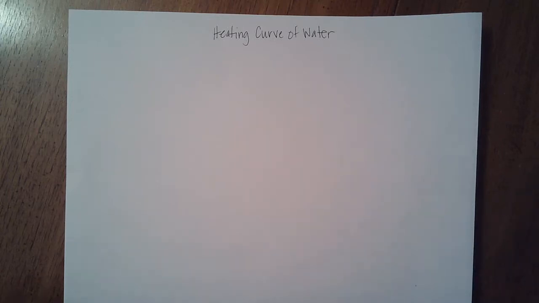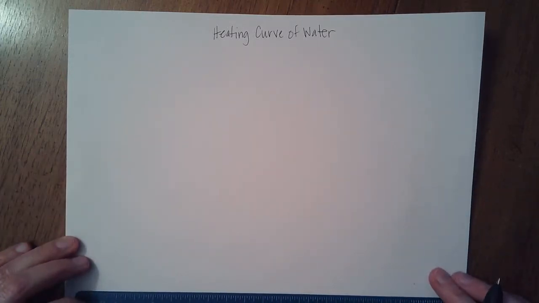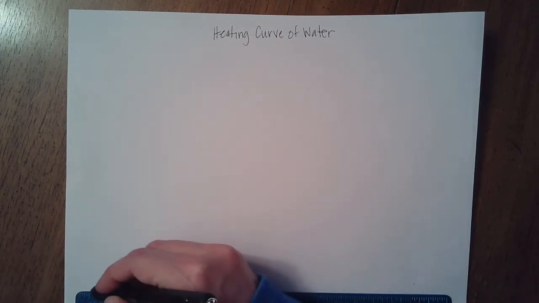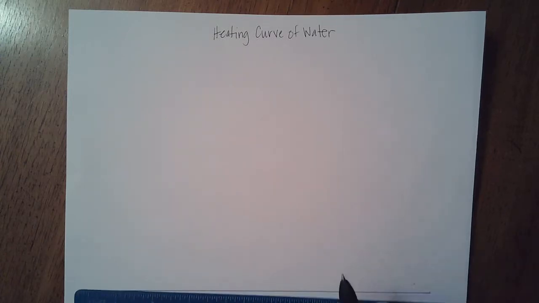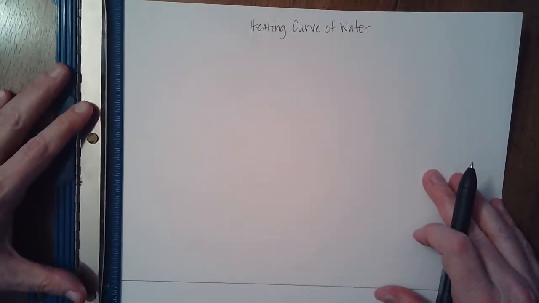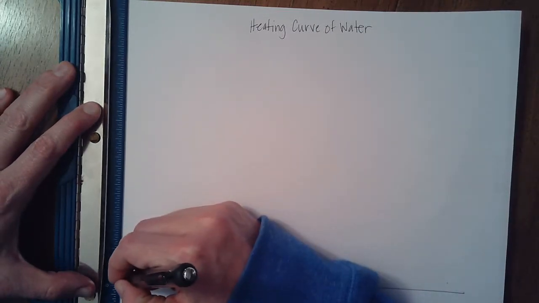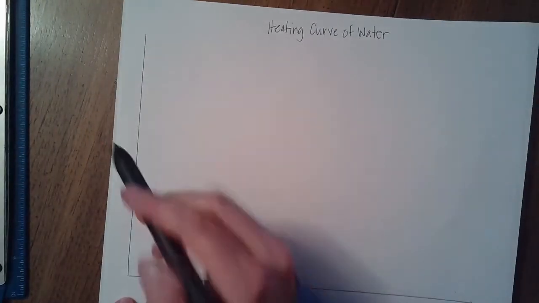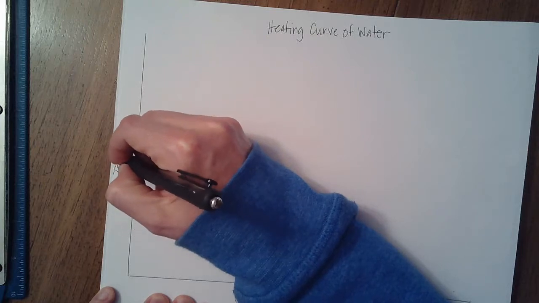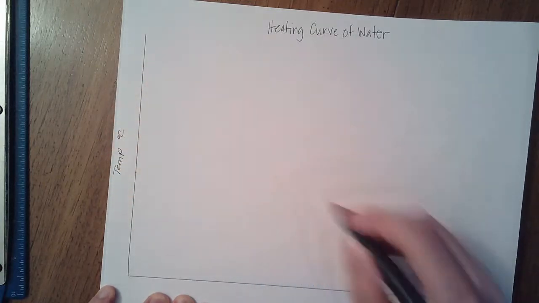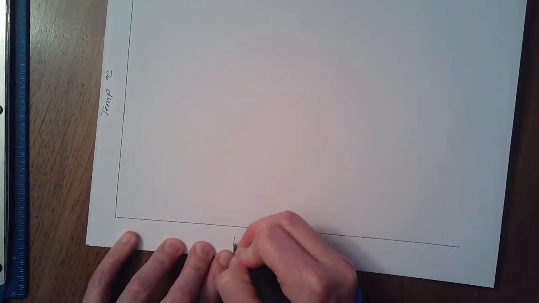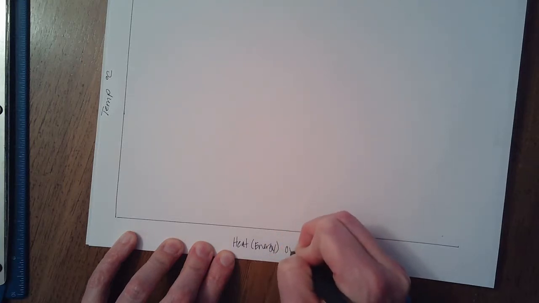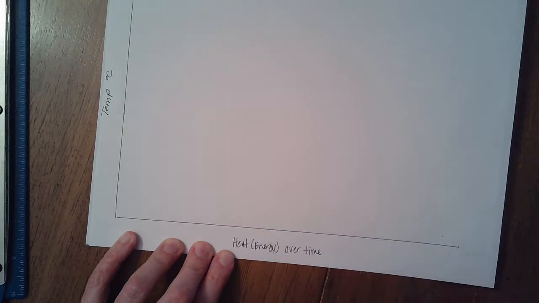You did a lab on this previously, where we melted ice, and we're going to expand on that. So you're going to draw a graph. You're going to need to label your axes right here. You're going to label this temp, and this is in degrees Celsius. And you're going to label this heat, which is energy, over time. Heat over time.